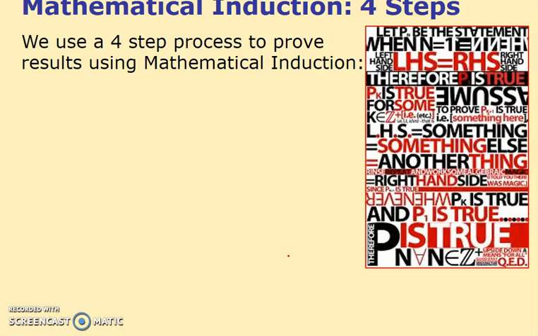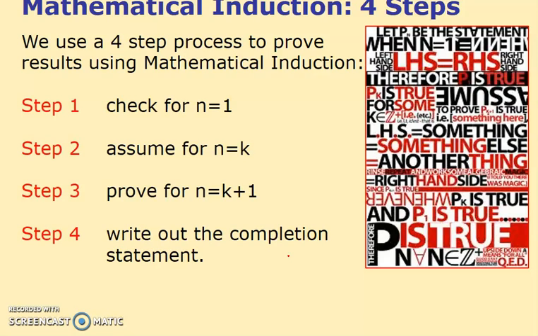Remember there's 4 steps. Step 1 is we have a belief that some rule is true, sometimes called a conjecture, and we check to see that the rule works, usually for n equals 1. Sometimes it can be n equals 2 or n equals 3, but the lowest possible number. We then assume that it is true for n equals k, and you have to write that statement. You then have to do the difficult bit, which is the inductive step, and it's a proof for n equals k plus 1. And the last one, a nice easy step of writing out the completion statement.